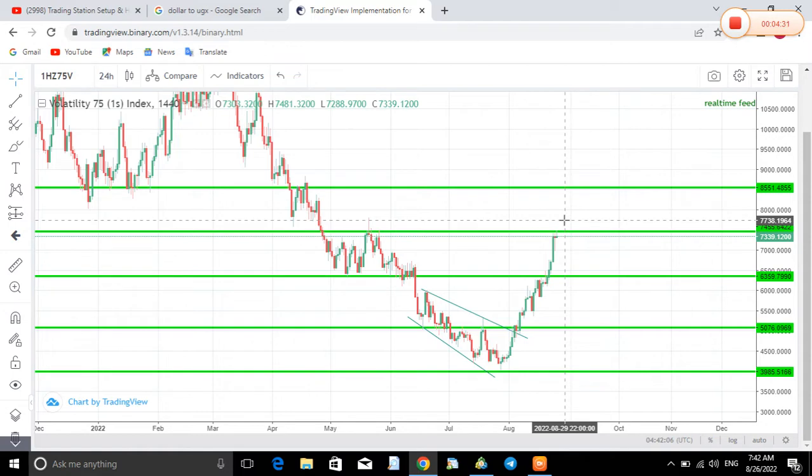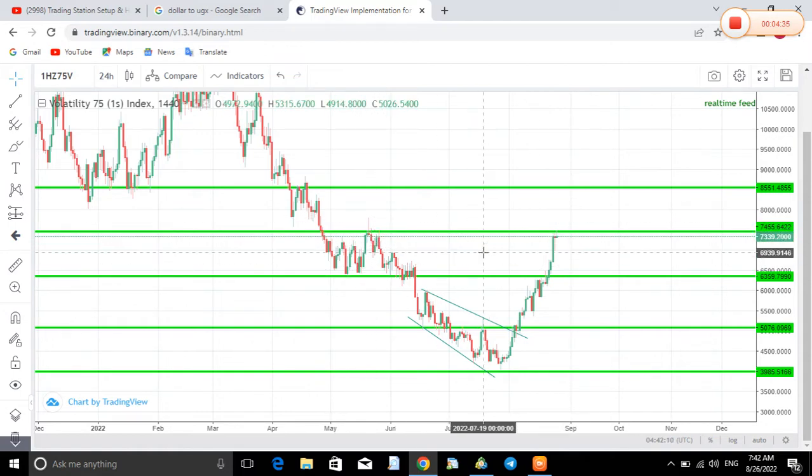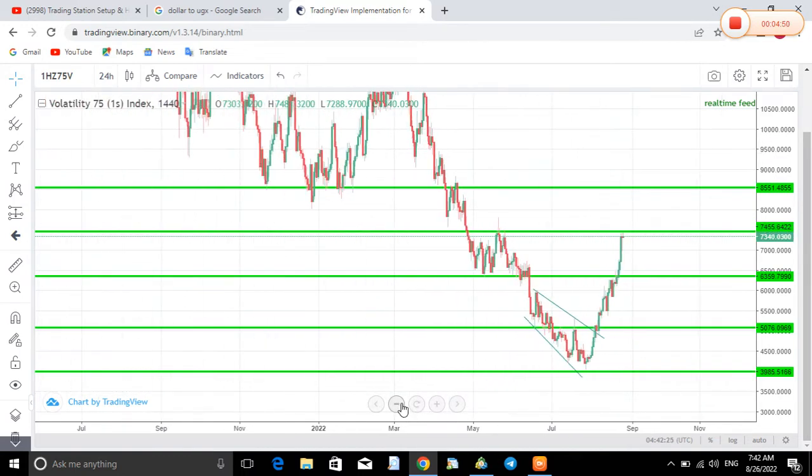Now we have a lot of sellers on this particular level, so that means when we are on our resistance level, we focus on looking for selling opportunities, whereas when we are on our support levels, we focus on looking for buying opportunities. That is our first rule which we follow.